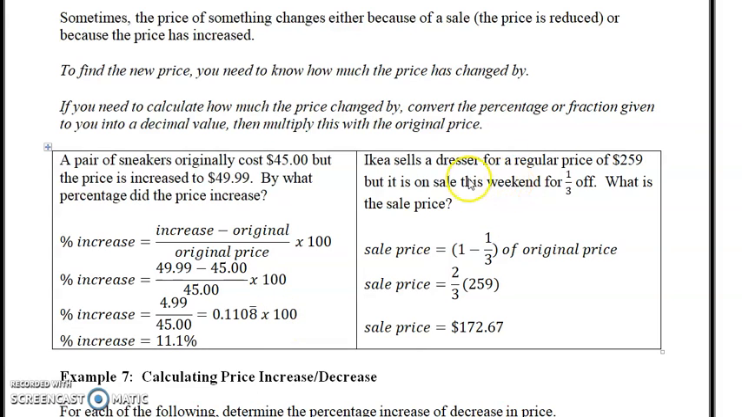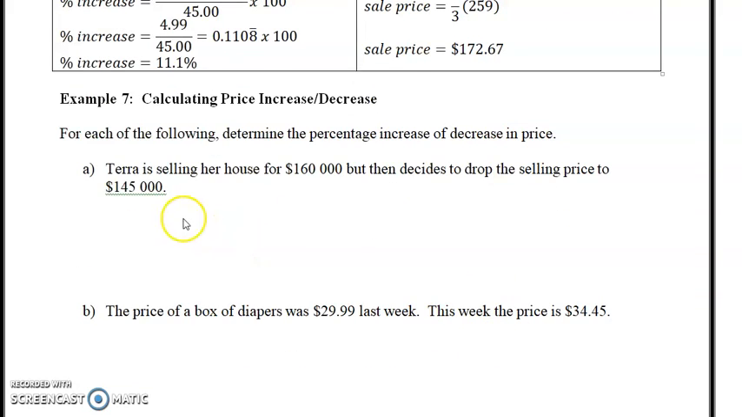The second example: IKEA sells a dresser for a regular price of $259, but it's on sale this weekend for 1/3 off. What is the sale price? The sale price would be 2/3 of the original price. So we take 1, which is 100%, subtract the 1/3, which is 33.3%. We take 2/3 of the original price of $259, and we get $172.67. So let's look at a couple more examples.